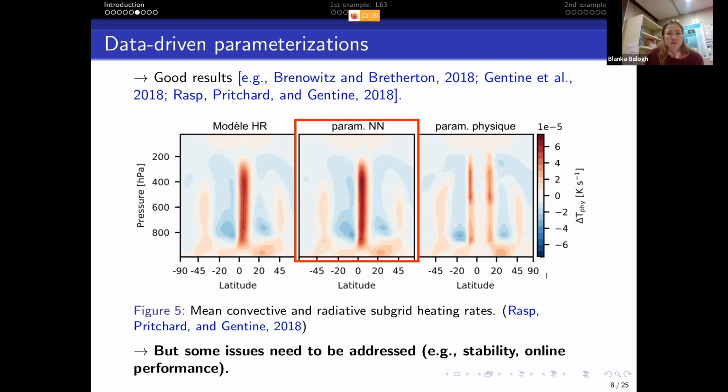However, if neural network and artificial intelligence data-driven parameterizations are not used more extensively, it is because there are some issues that need to be addressed. The first of these issues are stability issues. This is something that we have also studied previously, but today I would like to focus on a second issue, linked to the online performance of neural network-based parameterization.